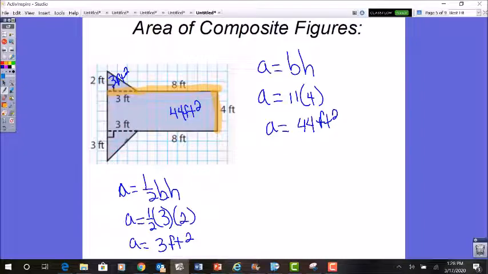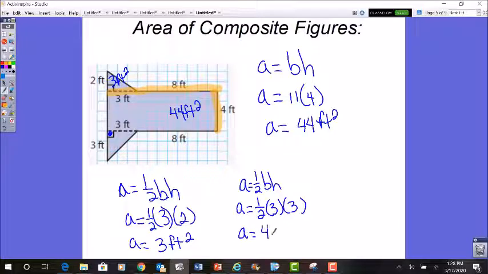Now I need to do this third one here. Again, I'm going to start with the formula. Area is 1/2 base times height. And now let's fill in what we know here. If we look at this triangle, the base and the height meet at this right angle right here. So we have a base of 3 and a height of 3. So area is 1/2 times 3 times 3. If we multiply that through, 1/2 times 3 would give us 4.5 feet squared. So I'm going to label this one as 4.5 feet squared.